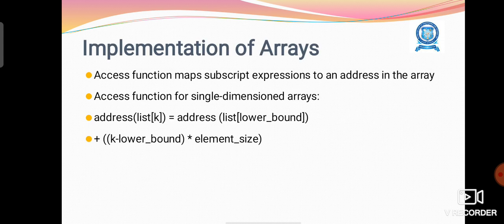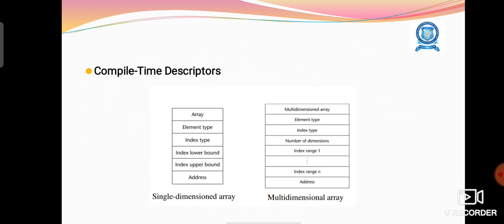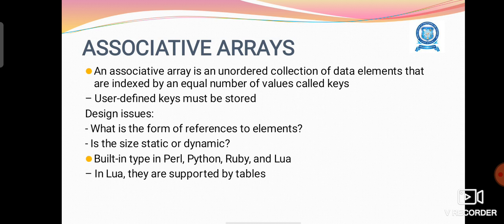An access function maps subscript expressions to an address in the array. Access functions for single dimensional arrays can be performed in such a way like other programming languages. Associative array. An associative array is an unordered collection of data elements that are indexed by an equal number of values called keys. So here the user-defined keys must be stored.